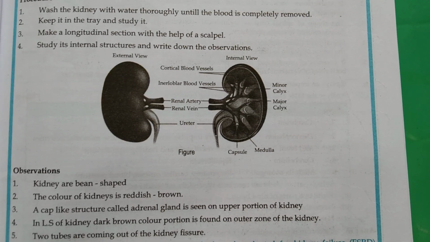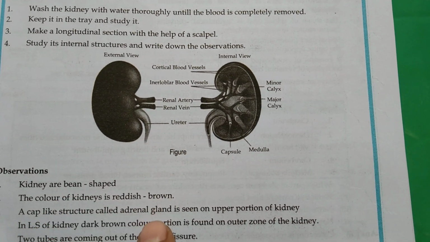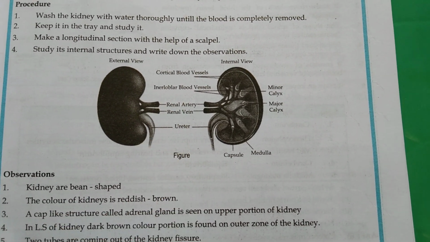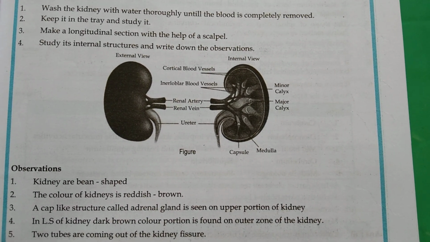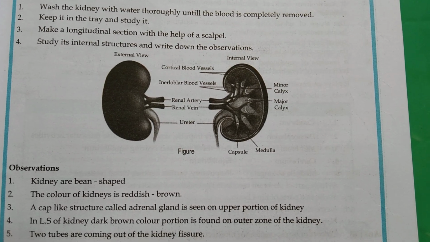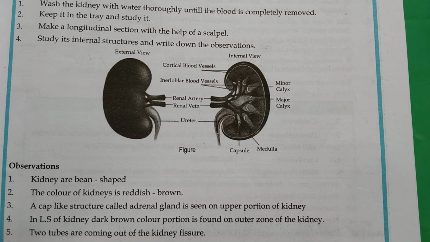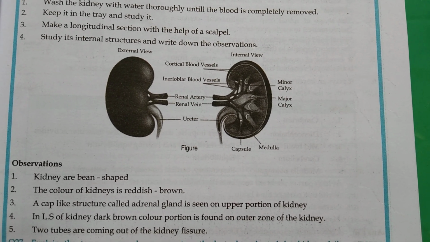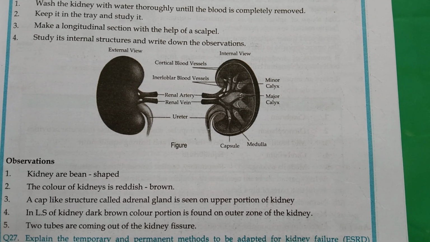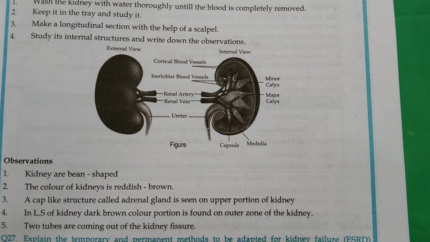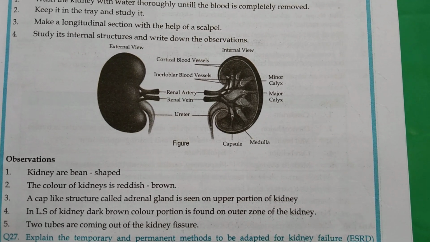If you observe, the kidney is bean shaped, and the color of the kidney is reddish brown. A cap-like structure called the adrenal gland is seen on the upper portion of the kidney. In a longitudinal section of the kidney, a dark brown colored portion is found on the outer zone of the kidney.